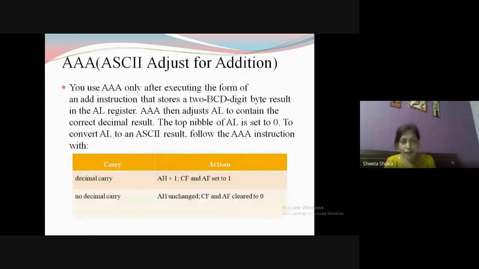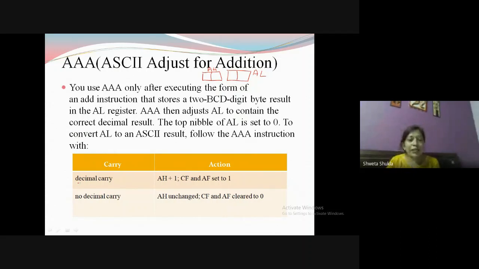Next is AAA. AAA means ASCII adjust for addition. This is also similar to your DAS and DAA. You have to check a few things. In this case, you have to take the AL register and AH register both. Let us suppose this is the AH register and this is the AL register. Just keep on checking. If the values of the AH and AL registers in both cases are not more than 9, then there will be no change. Remember this.